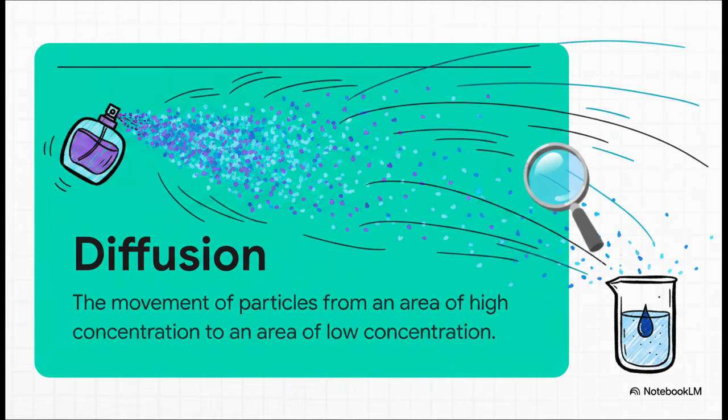Just think about spraying perfume or deodorant in a room. All those particles start in a high concentration right by the can, and then move out to a low concentration across the room until you can smell it everywhere. And this happens way, way faster in gases than it does in liquids, like when you see a drop of food coloring slowly, almost lazily, spreading out in a glass of water.